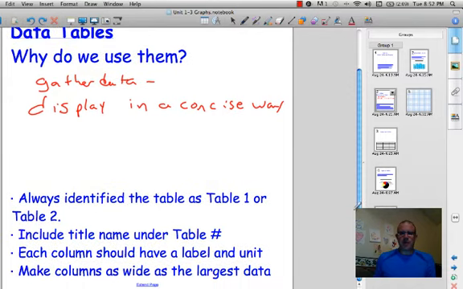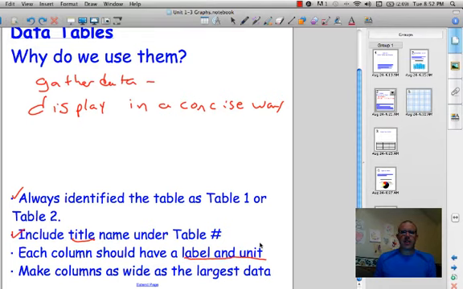So a couple rules when we create our data table. Number one, we always should identify the table, whether it's table number 1, table number 2, so then we can correlate that graph to it. Underneath that table number, we need to include some sort of title. The title should pertain to what type of data that we're gathering. We should have columns, and each column should have a label and a unit with it.